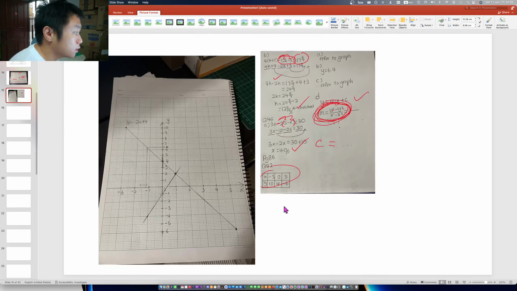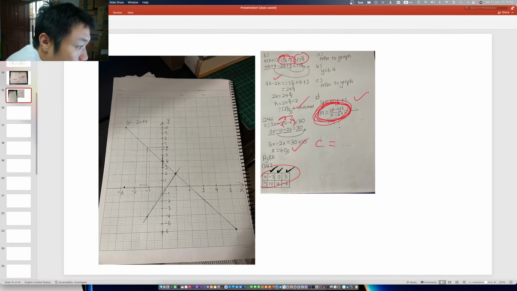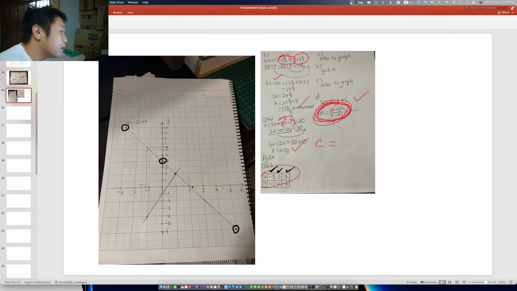So what I need to see is 3 points. I'm supposed to see -3 and 10, so this point. Then I'm supposed to see 0, 4. I'm supposed to see 5, -6. Okay, good. And then you link it up, and that will give you the line. Then after that, this is y equals to -2x plus 4.